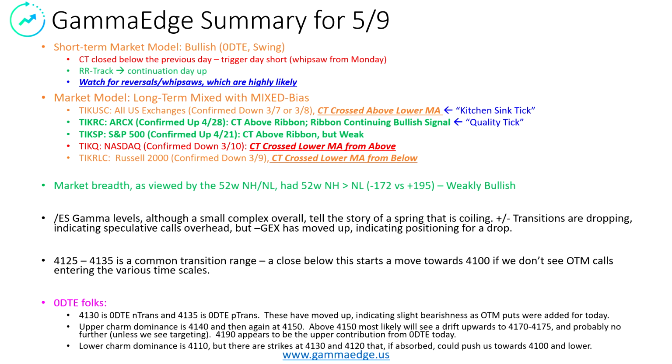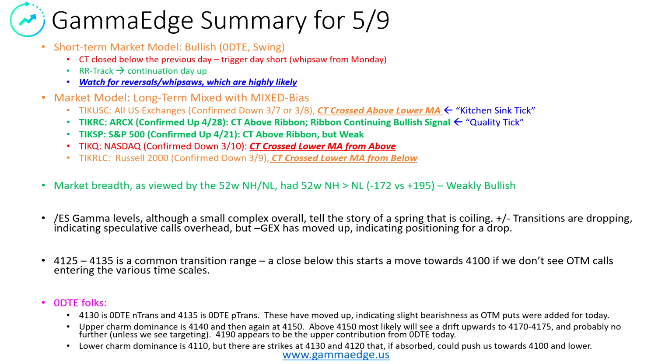The TIKSP, which is the tick for the S&P 500 stocks, it's above the ribbon, but it's very weak. The TIKQ, which looks at just the NASDAQ. Remember, NASDAQ does not have financials. The CT crossed the lower moving average from above. This is actually a bearish indication and shows some weakness in the technology stocks, especially now that Apple's off the table.